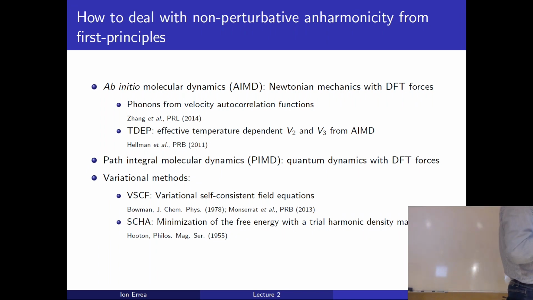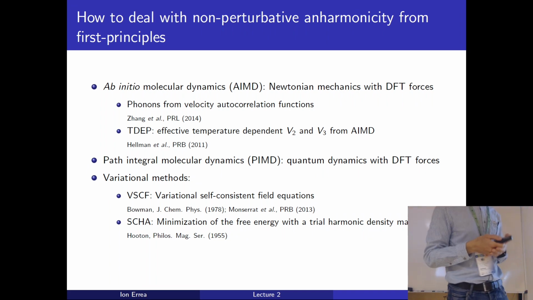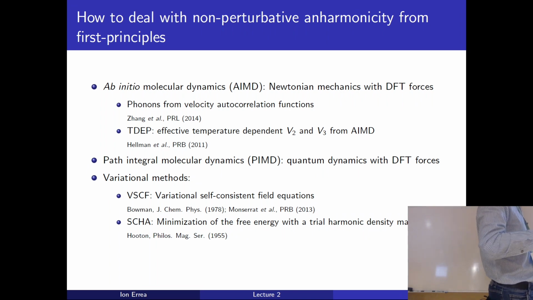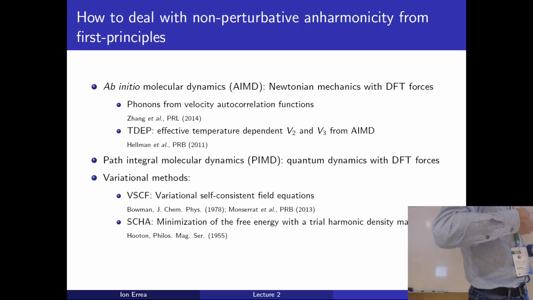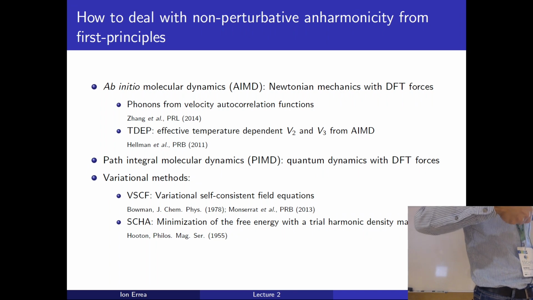So a way of overcoming that is to go to path integral molecular dynamics, where you use quantum dynamics with DFT forces. I think this is the benchmark method, right? When you are dealing with non-perturbative anharmonicity, this is the best method you can come up with. But it's very expensive if you are doing ab initio. It's very expensive. So another solution to approach the non-perturbative regime is to do variational methods, right? One is the variational self-consistent field equations, an old idea that more recently was used by Montserrat and so on. Or you can use the self-consistent harmonic approximation, okay?